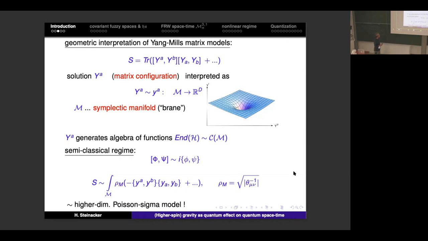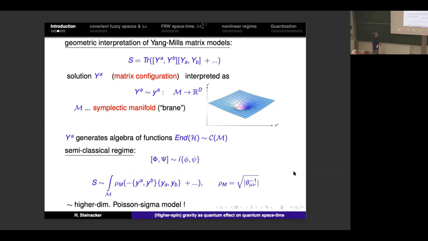Because they're matrices, they generate an algebra of functions, this endomorphism algebra. This algebra of functions you should interpret as the quantized algebra of functions on that brane. This is very much in the spirit of quantum mechanics. In quantum mechanics, you have phase space. Functions on phase space are observables, given by X and P. They generate the observable algebra, which is basically quantized functions on phase space. Exactly the same picture you should have in mind. So if you understand quantum mechanics, you can understand that. It's really very simple. And of course, the best way to think of it is always in the semi-classical regime.